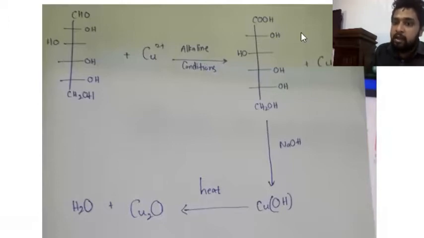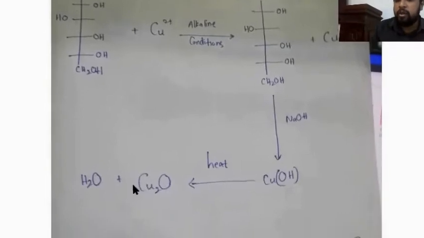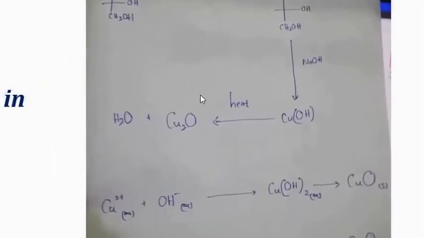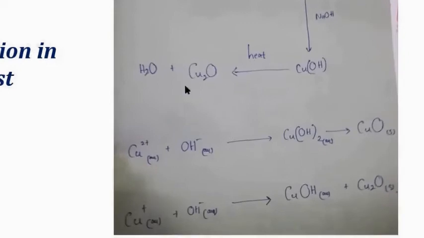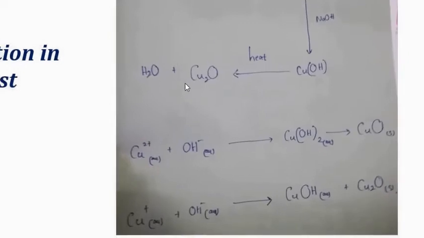You know that the Fehling solution has a basic medium, because Fehling's B contains sodium hydroxide. In the presence of sodium hydroxide, Cu plus can form cuprous hydroxide. And in the Fehling test, we do heating. When we heat, this cuprous hydroxide can be converted into cuprous oxide. Cuprous oxide is the brick red color precipitate.